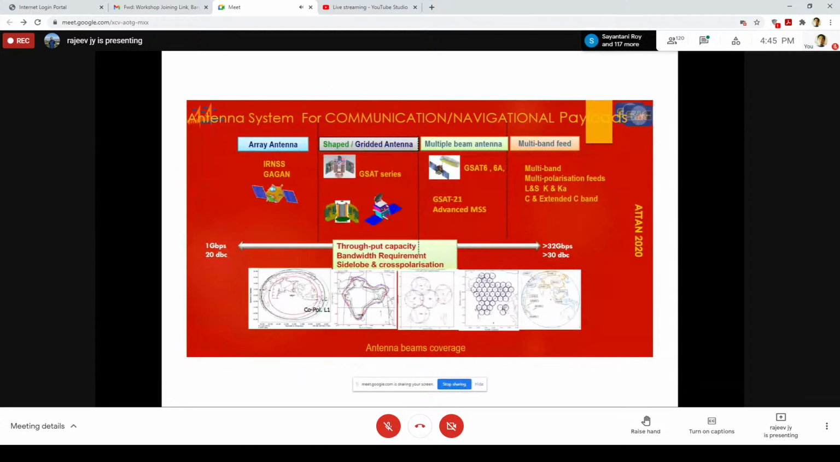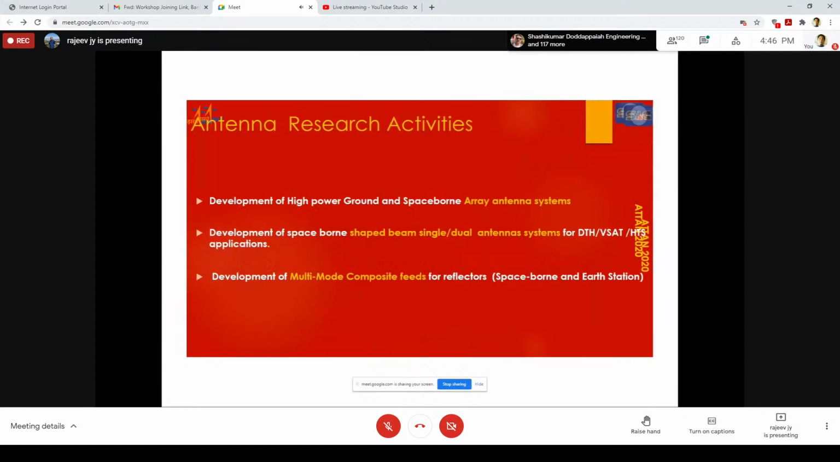Earlier I was giving only 1 Gbps, and now I am giving nearly 32 Gbps. So this is what an antenna engineer can do to take care of the challenge of high throughput satellites, or giving a high bandwidth.